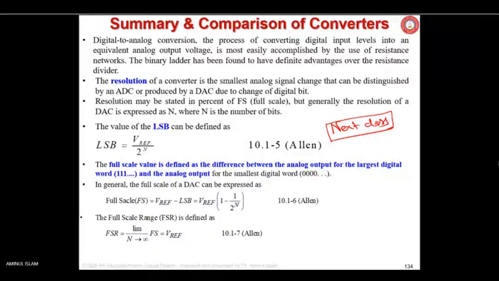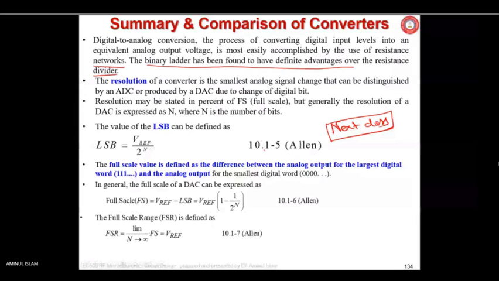Equivalent analog output voltage is most easily accomplished by the use of resistance networks. The binary ladder has been found to have definite advantages over the resistance divider.